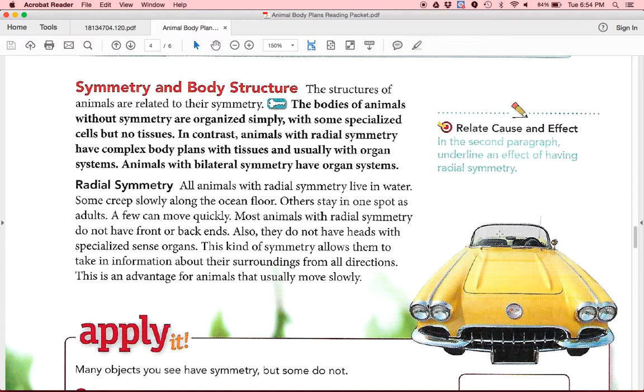All animals with radial symmetry live in water. Some creep slowly along the ocean floor. Others stay in one spot as adults. A few can move quickly. Most animals with radial symmetry do not have front or back ends. Also, they do not have heads with specialized sense organs. This kind of symmetry allows them to take in information about their surroundings from all directions. This is an advantage for animals that usually move slowly.